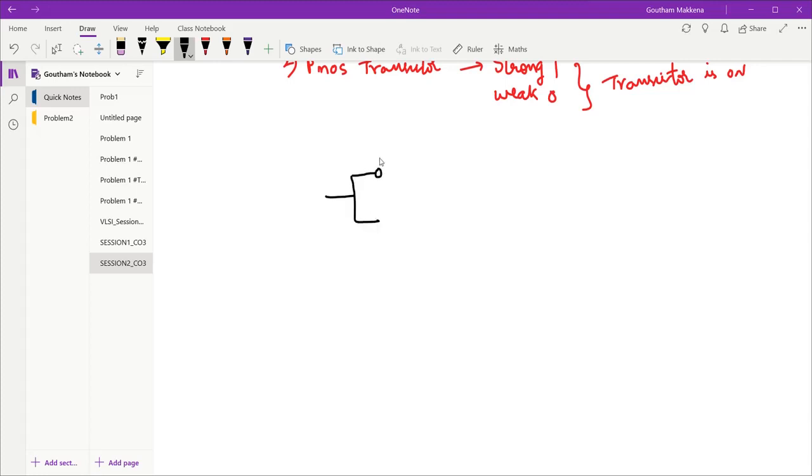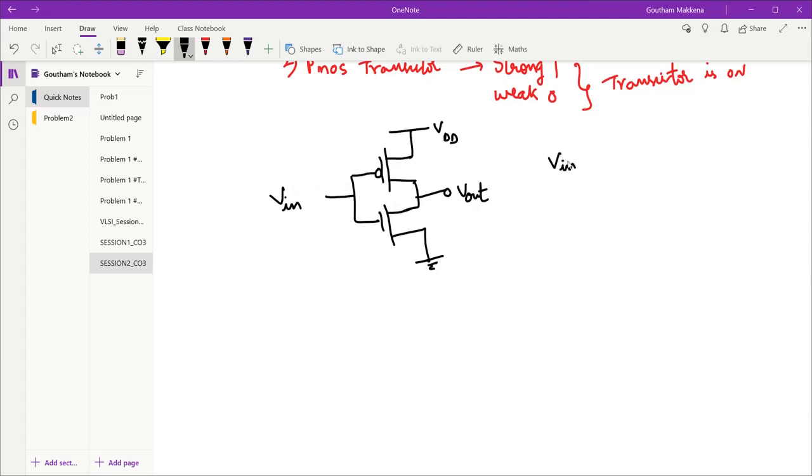This time around I am not using the arrows on the transistors, but I am using the bubble on the transistor to indicate PMOS. I don't use the bubble for NMOS. Right, so this is my V out and this is my V in. Now let us go on a case by case basis.